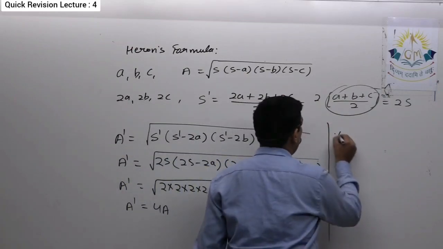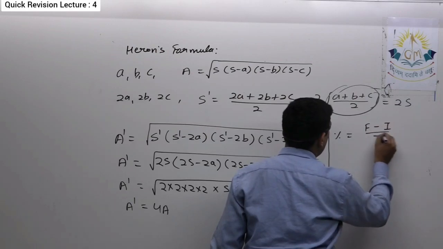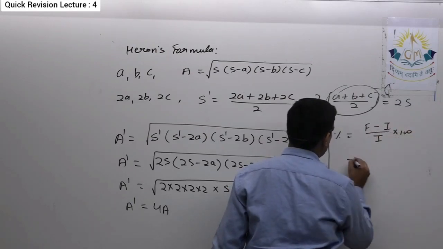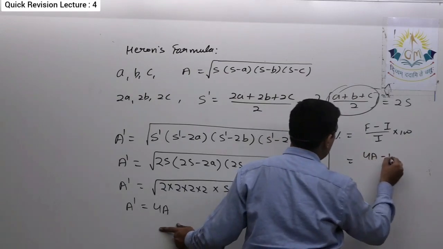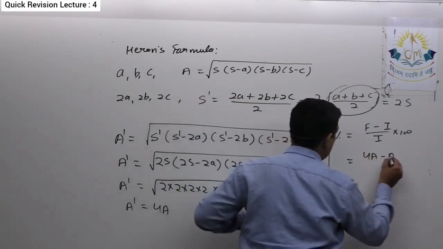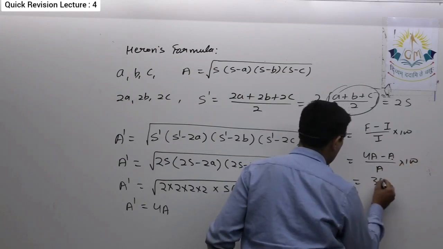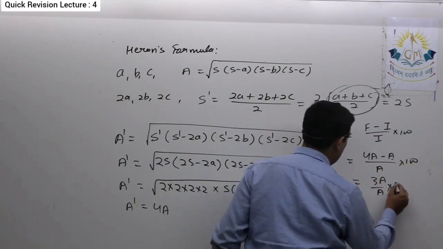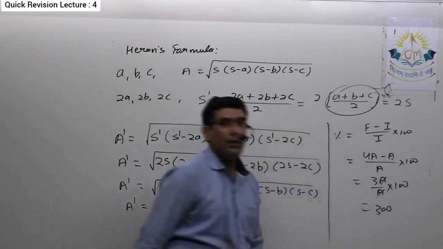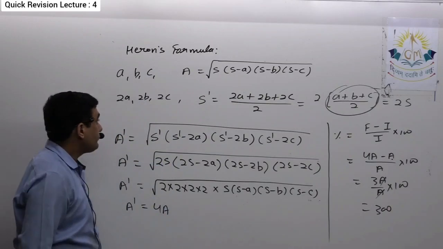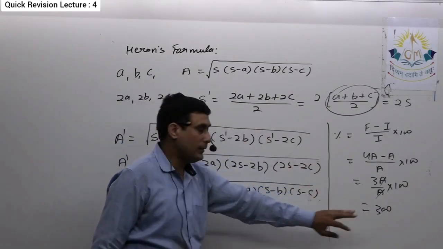But they are asking percentage change. So that I know percentage is equal to final minus initial upon initial into 100. So 4a is the final, a was the initial, upon initial into 100. So 3a upon a into 100, that is 300%. Okay, so simply in short I can say it will increase by 300%.